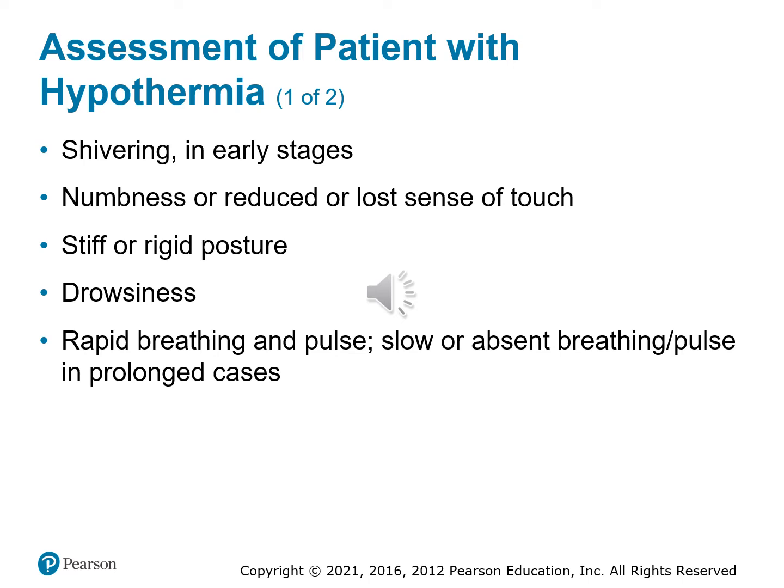Stiff or rigid posture can occur in prolonged cases. Drowsiness: in prolonged exposure, the patient may become irrational and drift into drowsiness, an altered level of status, or they might actually start removing their clothing. Rapid breathing and pulse, slow or absent breathing and pulse in prolonged cases. Blood pressure may also be low or undetectable in these patients. So these are a few of the things that we're looking at. We've got one more slide to talk about with it.